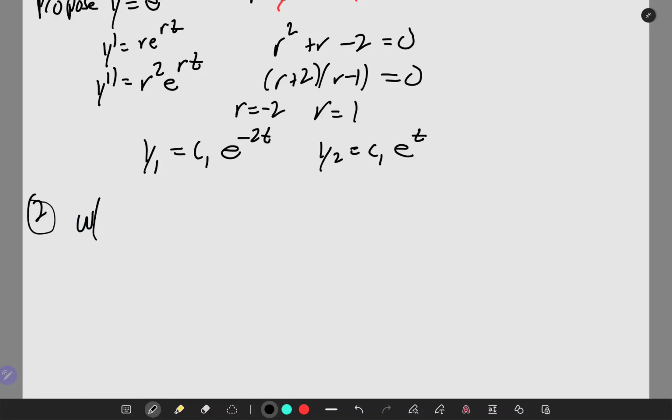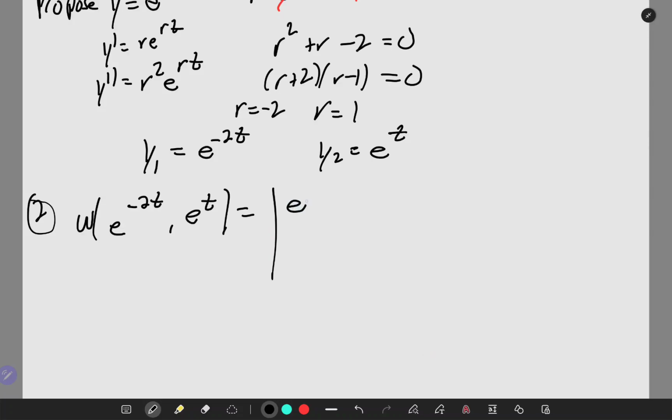So take the Wronskian of, sorry, I should not have these c's on here, not yet, of y1 and y2. This would look like the determinant of e to the negative 2t, e to the t, negative 2 e to the negative 2t, e to the t. I just took the derivatives, and the derivative of e to the t is just e to the t.